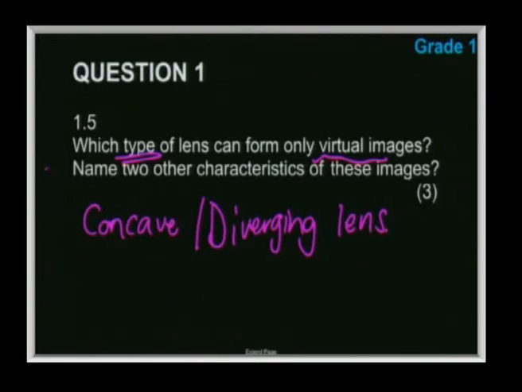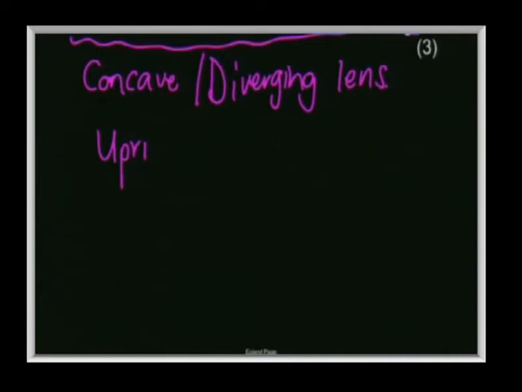There's a second question. They ask us to name two other characteristics of these images. Now, what do we know about virtual images? First of all, the virtual images that we looked at were upright. So they are upright in orientation.